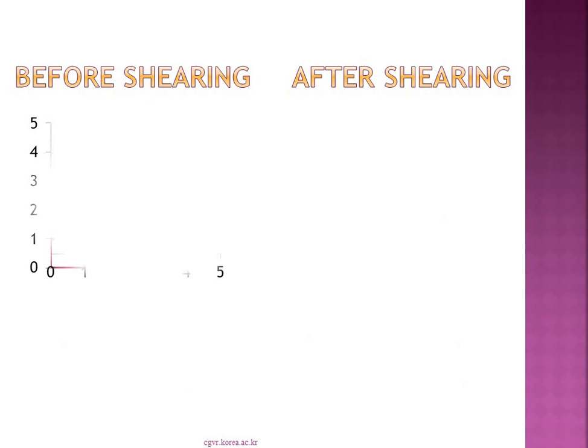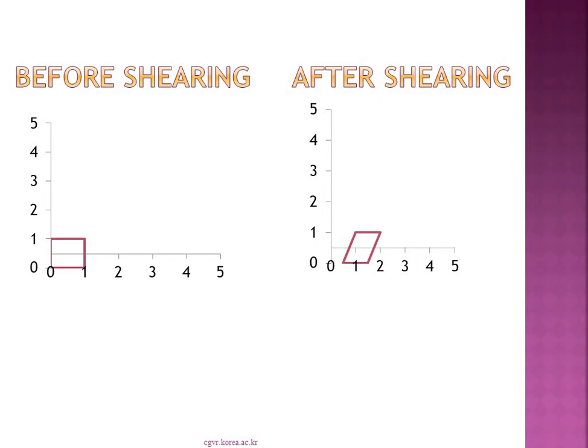Now before shearing, you can see this was the square, and after applying this shearing we get this final result, a parallelogram slightly shifted towards the right. So this is the solution of the A part.